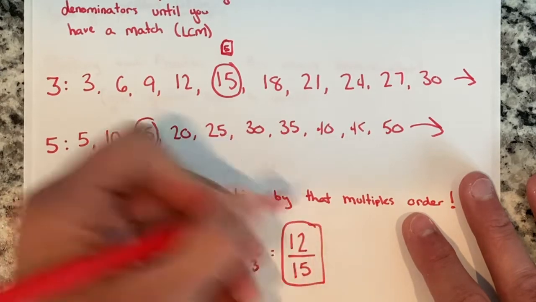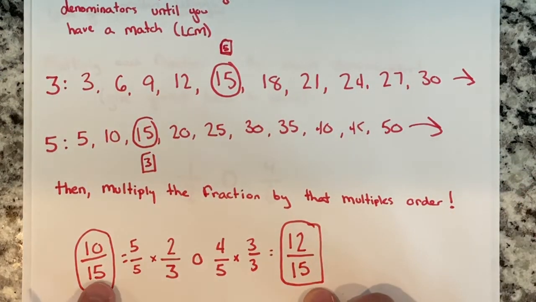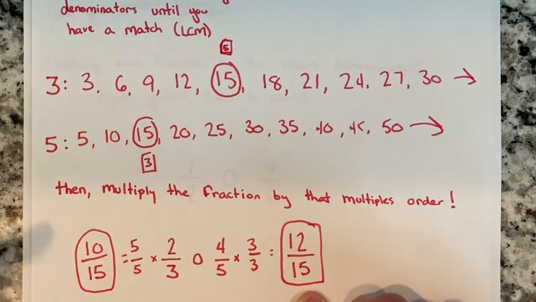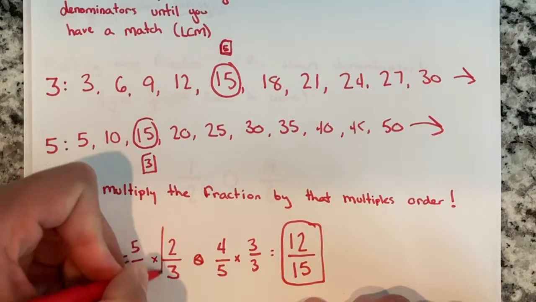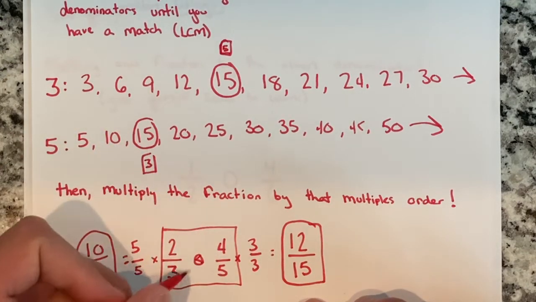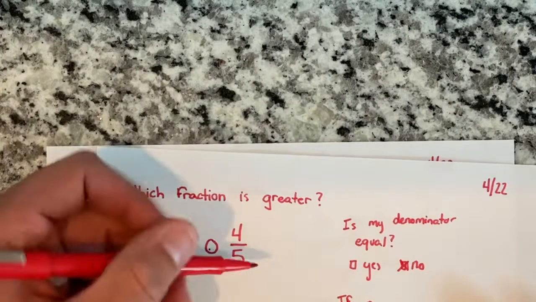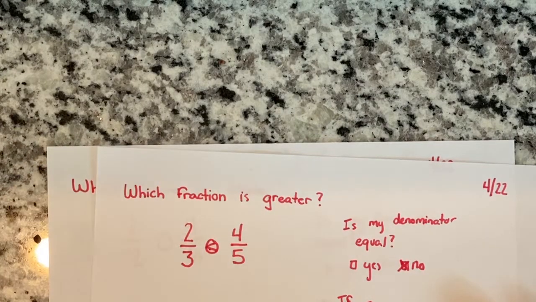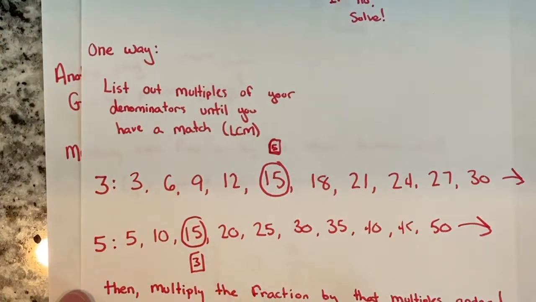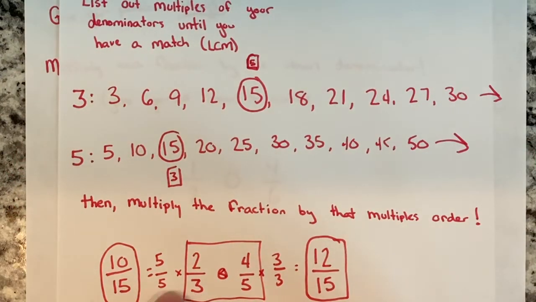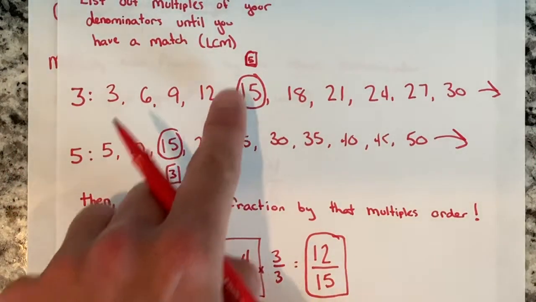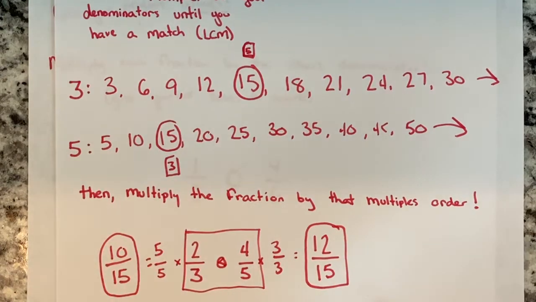Well, I look here at the very end. Which is larger, 10 of the 15 pieces or 12 of the 15 pieces? 12 is just a little bit closer to 15, which tells me at the end of the day that 2/3 is less than 4/5. 2/3 is less than 4/5. So in this situation, I listed out my multiples, found my first match, and multiplied that denominator by how many times it had to be multiplied to get that match, my least common multiple.